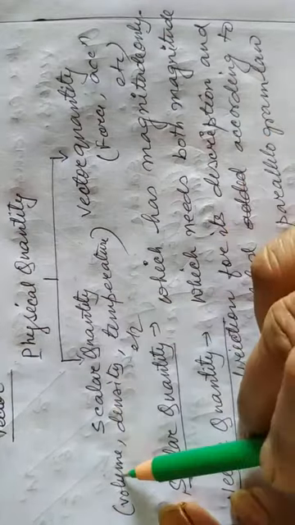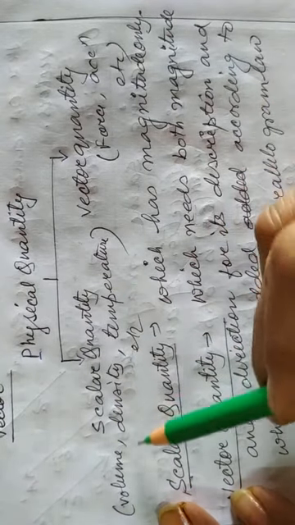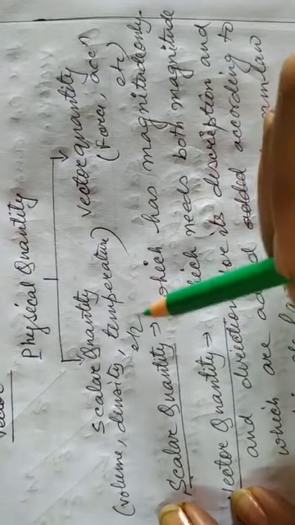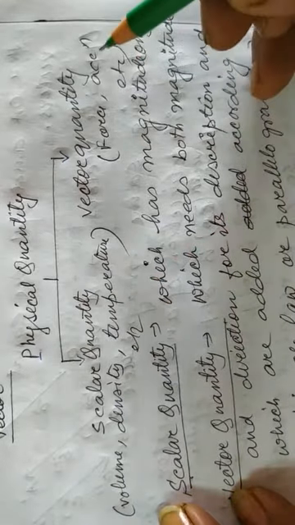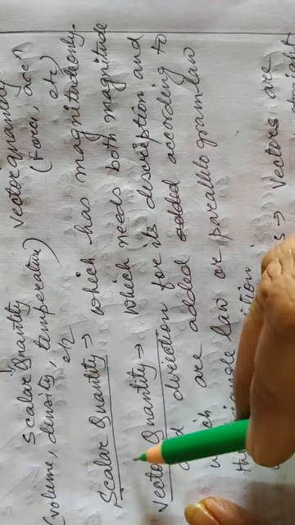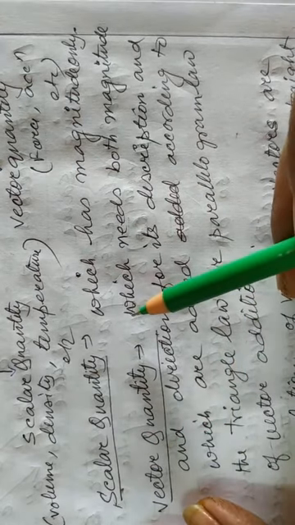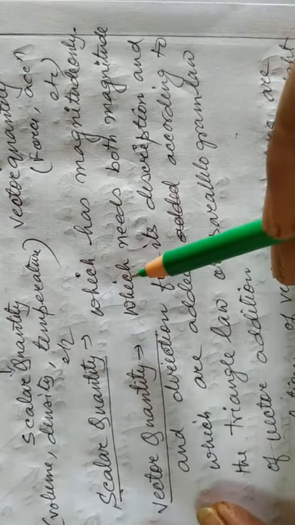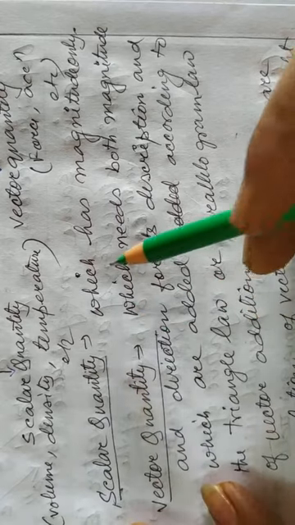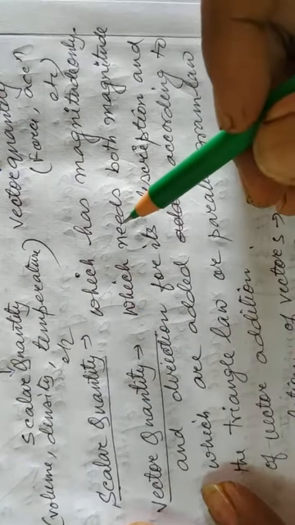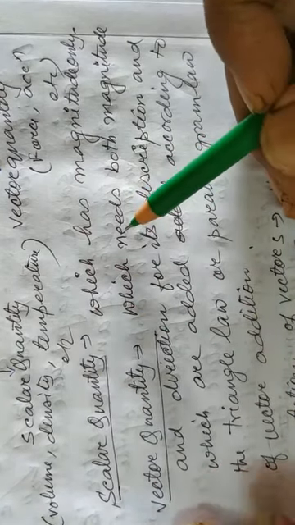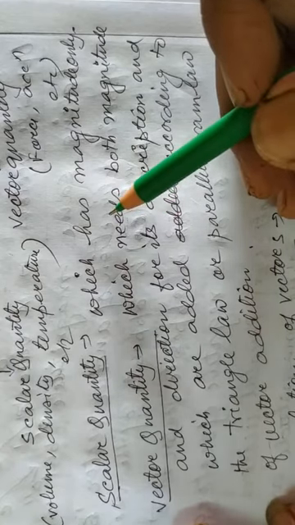Some examples of scalar quantities are volume, density, temperature, etc. Vector quantities are force, acceleration, velocity, etc. Now, what is a scalar quantity? The physical quantity which has magnitude only is said to be a scalar quantity.